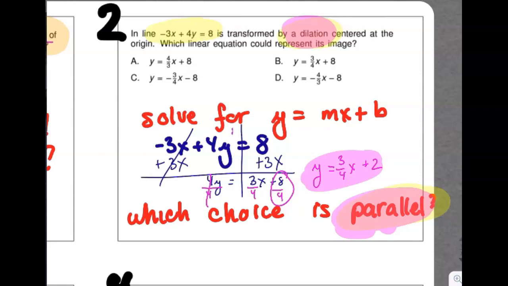So which one of these could have been a dilation? Dilations are parallel. Parallel is same slope. The only one with the same slope is B.